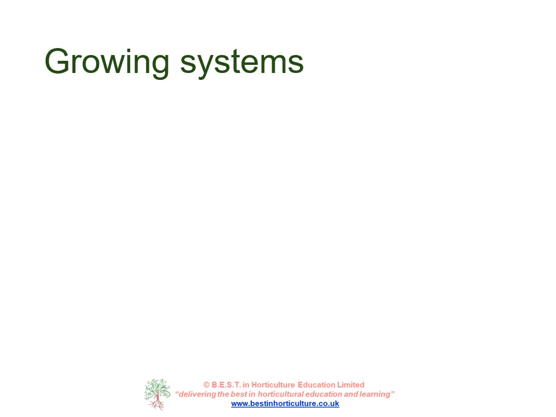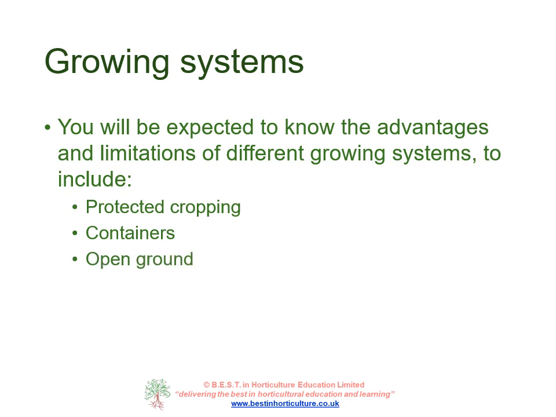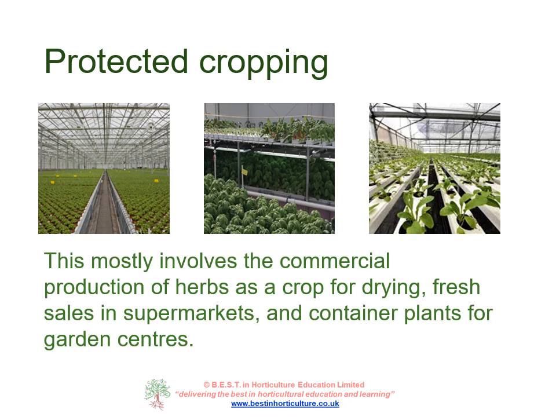You'll need to know a little bit about the growing systems available for the cultivation of herbs and their advantages and limitations. And these need to include protected cropping, growing in containers, and in the open ground. So we'll start first of all with protected cropping. This mostly involves the commercial production of herbs as a crop for drying, fresh sales in supermarkets, and container plants for garden centres. More recently, growers have been experimenting with hydroponic cultivation of herbs.